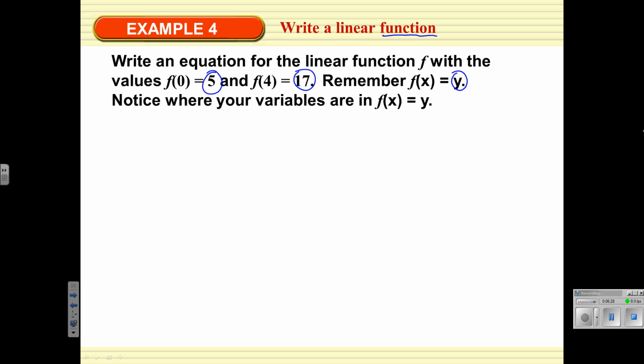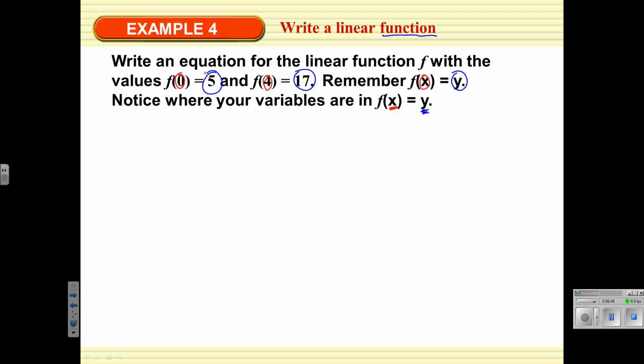Okay? And obviously, there's your x value. So here is our x value. Okay, just keep that in mind. The x is in the parentheses. The y is over here. So notice where your variables are. There's your x, and there's your y. So keep that in mind.